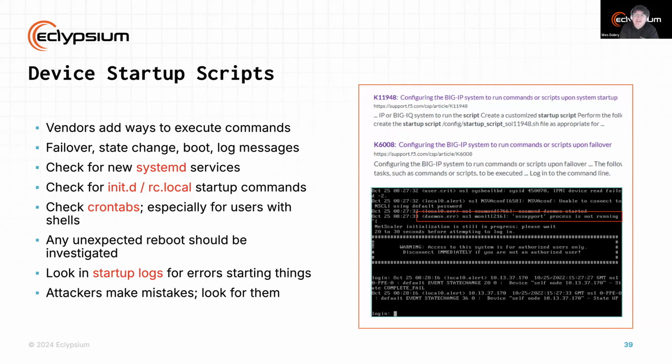This is largely because attackers generally are not perfect. They do make mistakes, and something like a simple typo in a command can be the thing that is easily found in a startup script that says, oh, hey, this device has actually been taken over, and they goofed up in dropping their payload with a simple typo.